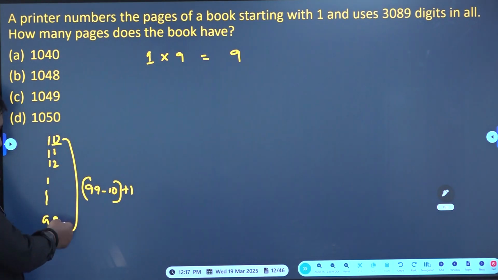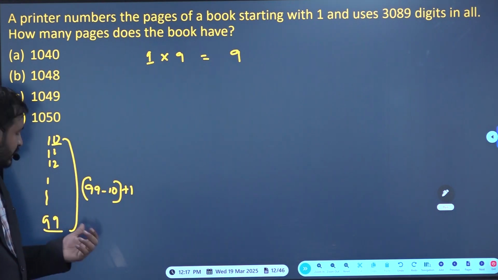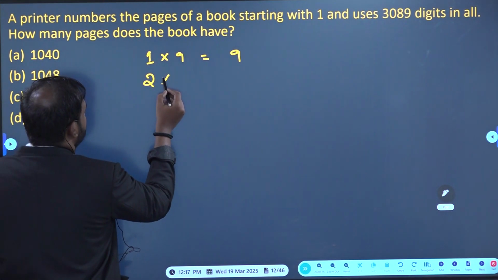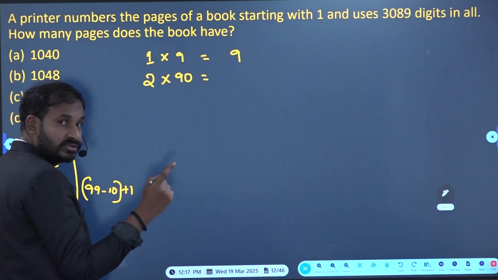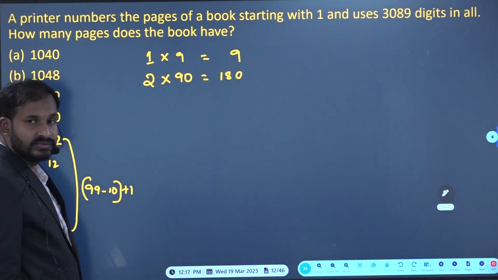How much will you get? Or else from 1 to 99, there are 99. Anyway, the first 9 are deleted, which means we will have 90 in any manner. So how many 2-digit numbers are there? 90. So how many digits will I use to write them? I will use 180 digits.